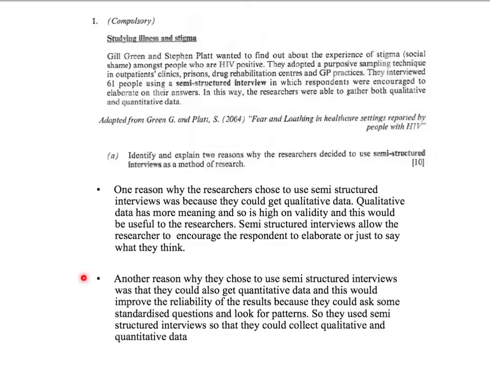Now hopefully what you've noticed is that though there's some good knowledge of semi-structured interviews in this answer, the answer is very generic. It has fallen into the trap of just writing about the general advantages of a particular method without relating it to the study that was described in the item. So out of 10 marks, this type of answer, even though it displays reasonably good knowledge of semi-structured interviews, would be unlikely to get more than 5 or 6 marks out of 10.